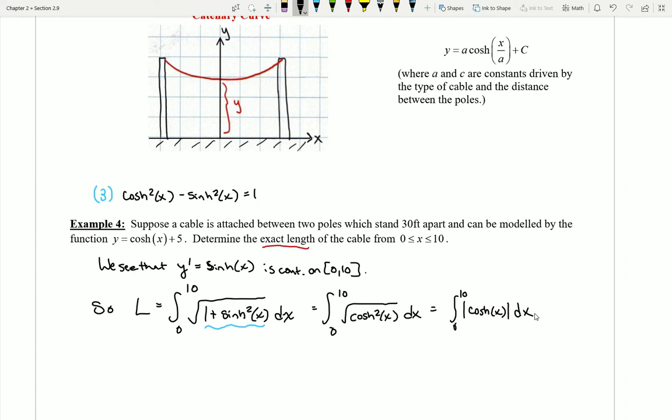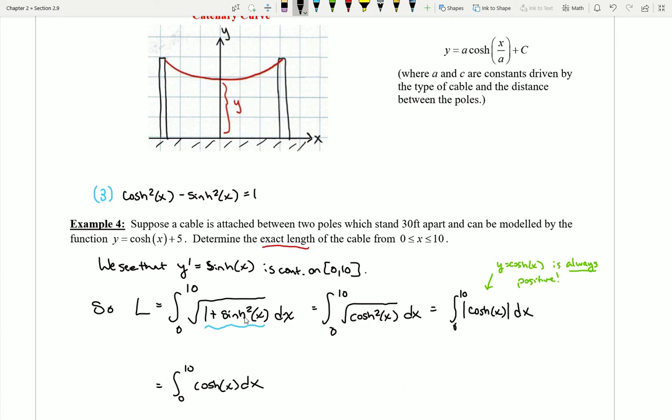However, if you think back to the picture of the hyperbolic cosine, we can make a quick note here. Wasn't the hyperbolic cosine graph always positive? Cosine of x is always positive, right? I mean, think about what the picture looked like. So because of that, I can simplify this down to just being hyperbolic cosine of x.